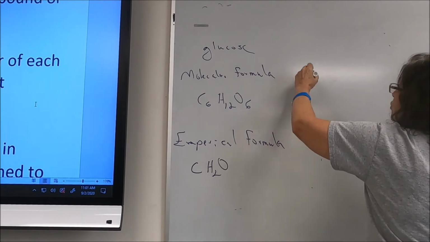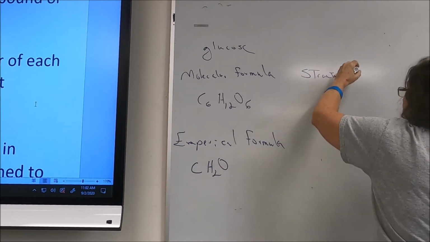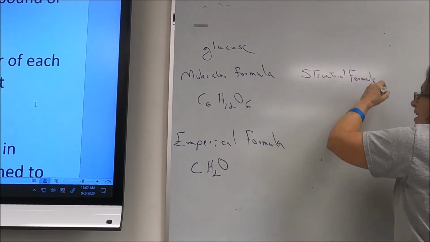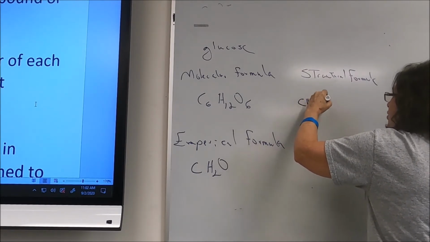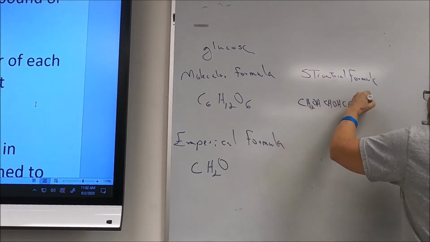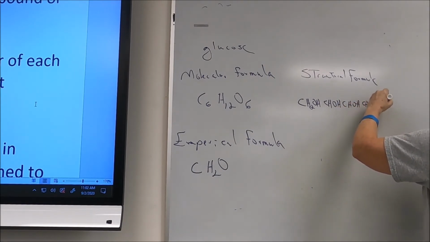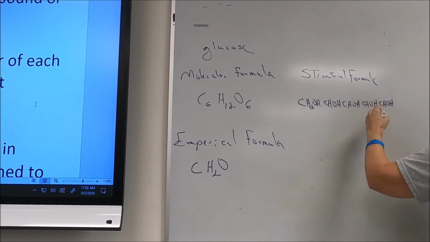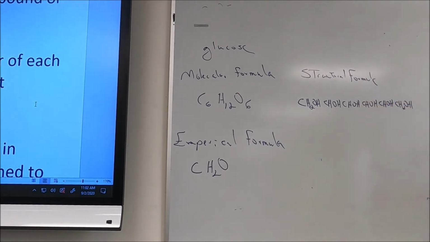The structural formula is a little bit more complicated. It's CH2OH, CHOH, CHOH, CHOH, that's 1, 2, 3, 4, CHOH, that's 5, CH2OH. It's a bit messy. When you take organic chemistry, you'll look at that more closely, okay?